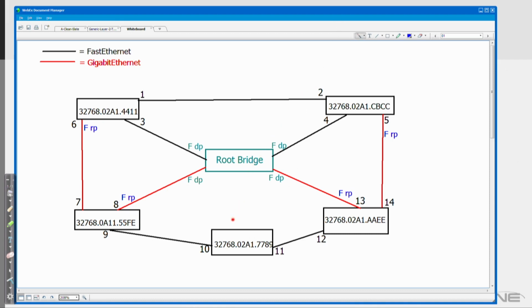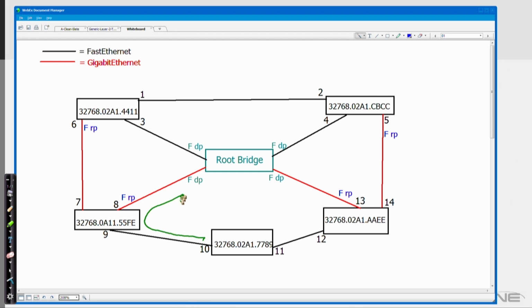Now, here's where we get into something that you may have scratched your head with. 7789, he actually has a tie. If he goes, let's change this here, if he goes in this direction, it's 19 plus 4, so it's 23. And if he goes in this direction, it's 19 plus 4, which is 23. So we have equal cost paths, and yet only one of them can be the root port.